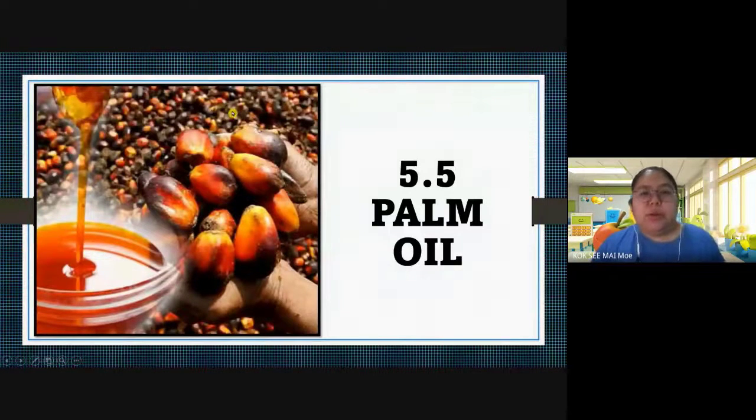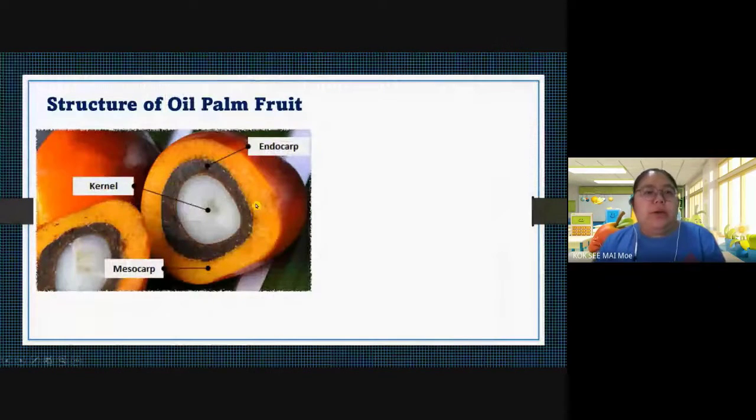Okay, so today I'm going to start 5.5, palm oil. This is the last subtopic. We're going to see the structure first, the structure of the oil palm fruit. There are three parts you need to know.